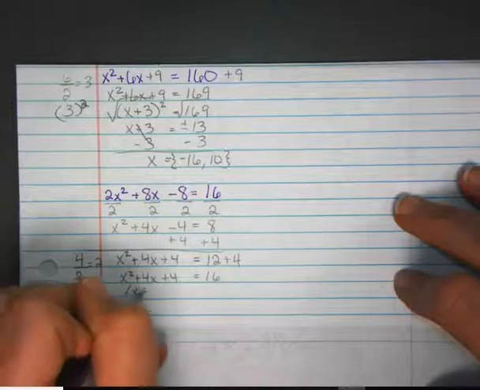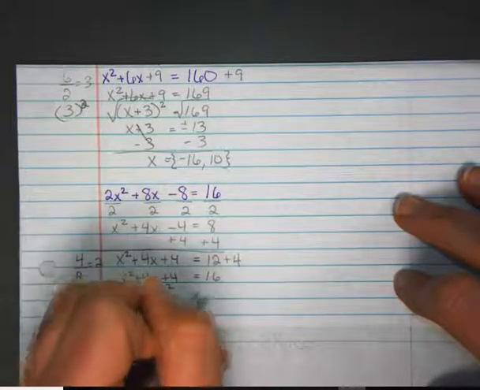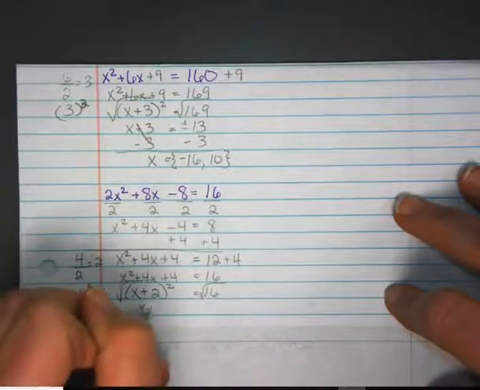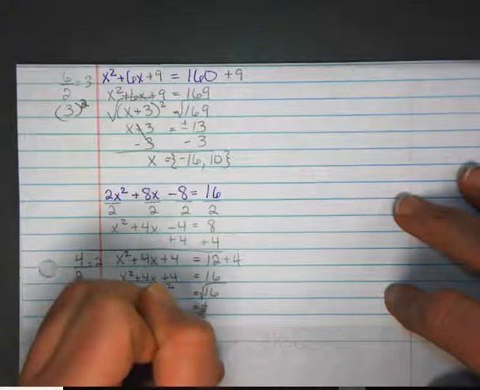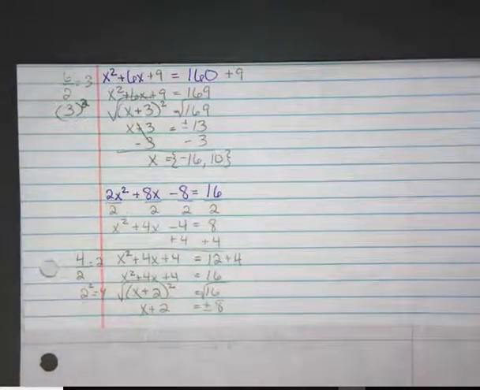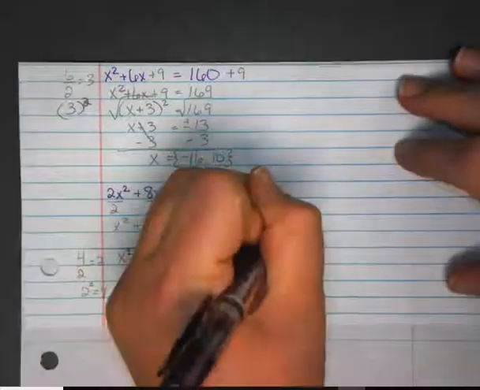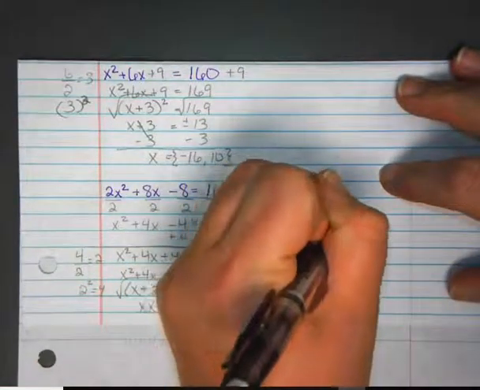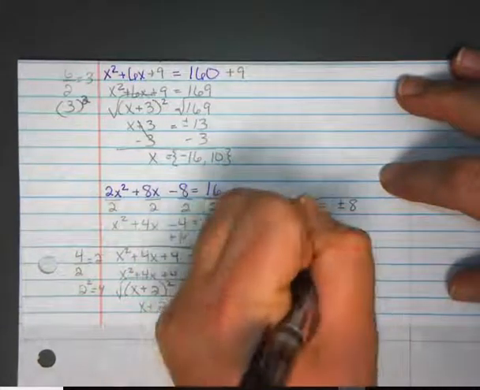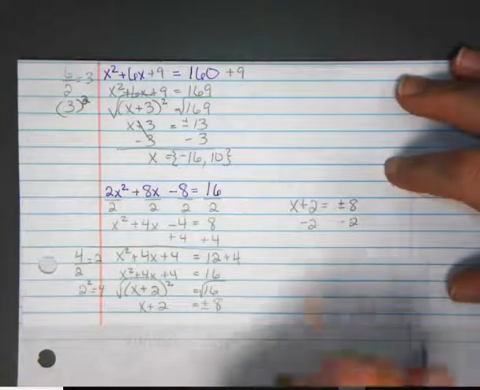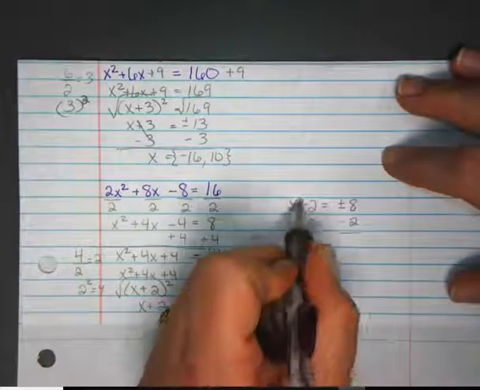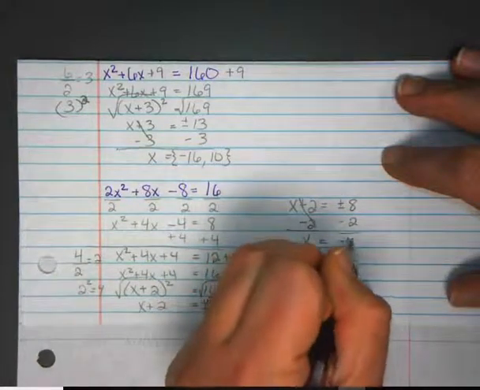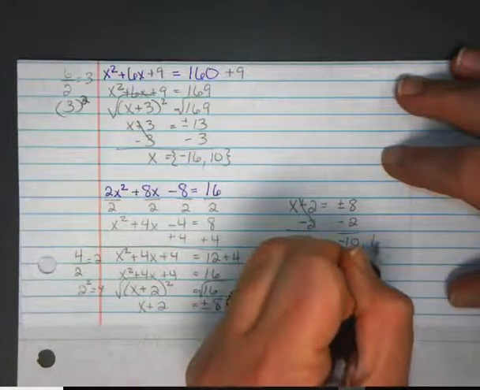Rewrite as a series of factors, x plus 2 squared equals 16. Square root of both sides. X plus 2 equals positive or negative 8. And then the next, I'm going to rewrite over here, x plus 2 equals positive or negative 8. I'm going to subtract 2 from both sides. And I'm going to have x is equal to negative 8 minus 2 is negative 10. 8 minus 2 is 6.